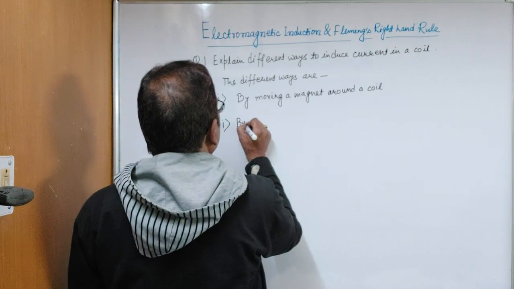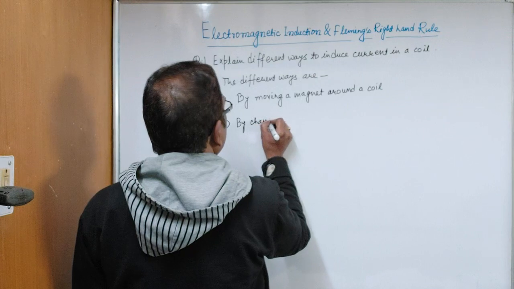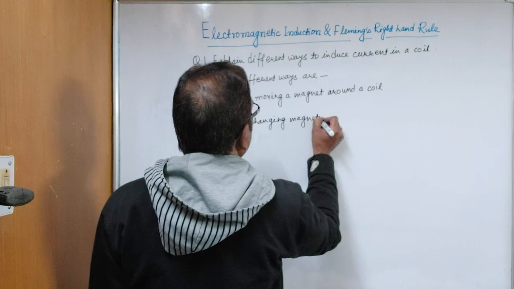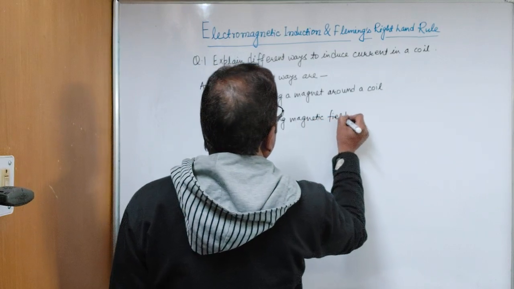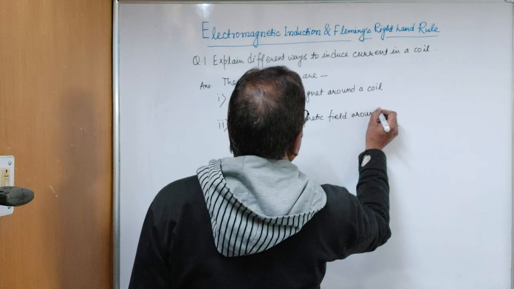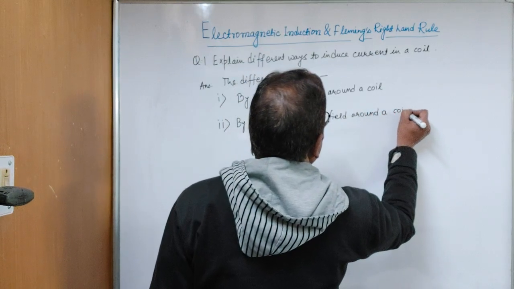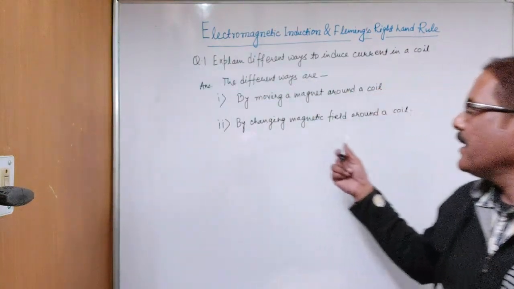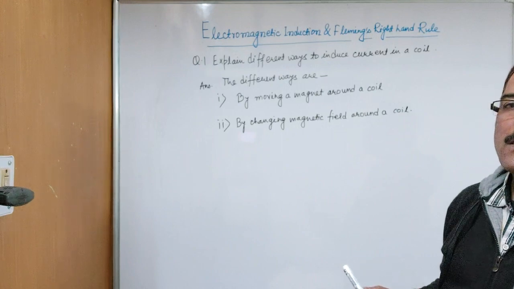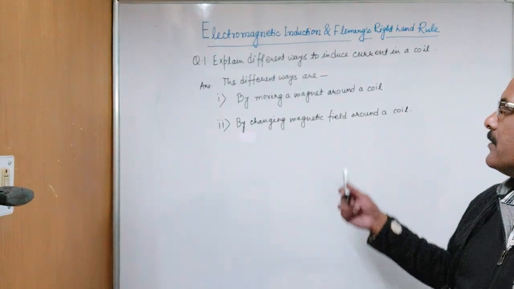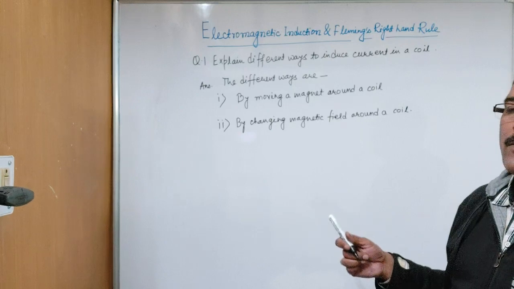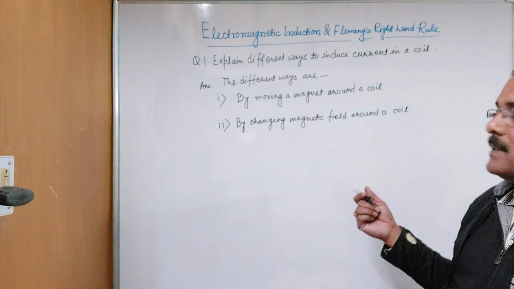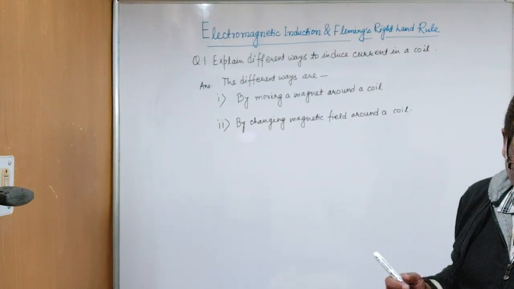and second, by changing magnetic field around a coil. So how are we changing the magnetic field? By starting or stopping the current. We are changing the magnetic field around the coil, and so the magnetic field is changed around the secondary and some current is produced.